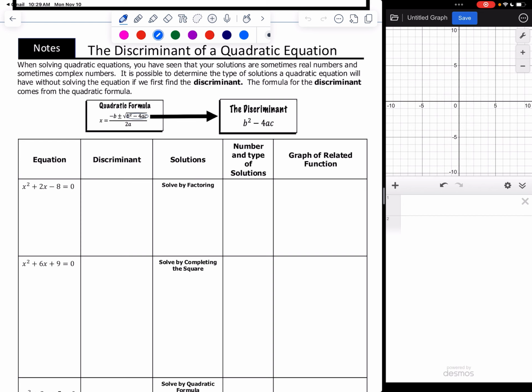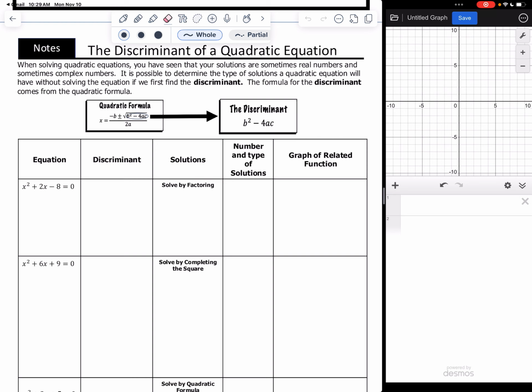In today's lesson, we will be exploring an algebraic expression called the discriminant of a quadratic equation. The discriminant is important because if we know the discriminant, we know how many solutions a quadratic equation will have, and what type of solutions they are. It also helps us to know which method will be easiest to use when we solve the equation.